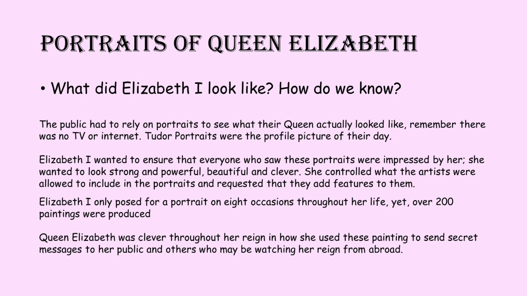Elizabeth I wanted to ensure that everyone who saw these portraits was impressed by her. She wanted to look strong, powerful, beautiful, and clever. She controlled what the artists were allowed to include in the portraits and even requested that they add features to them. Elizabeth I only posed for a portrait on 8 occasions throughout her whole life, yet there have been over 200 paintings produced. Queen Elizabeth was clever throughout her reign in how she used these paintings to send secret messages to her public and others who may be watching her reign from abroad.